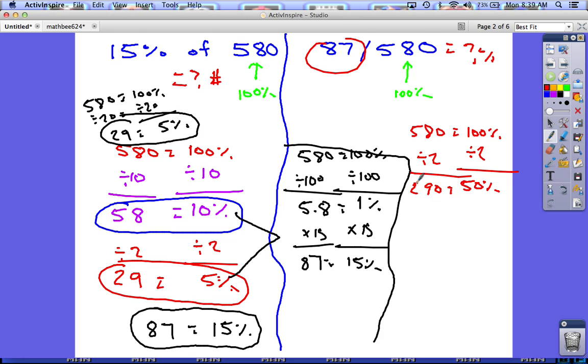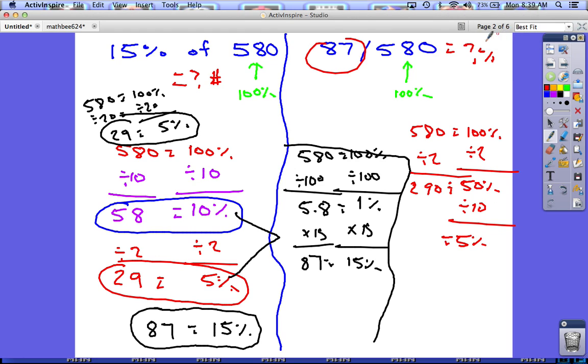We're still way too big because we want to figure out what 87 out of 580 is. So we're too big here. So let's go ahead and maybe divide this by 10. How about? So we'll divide this by 10. Now 50% divided by 10 is 5%.